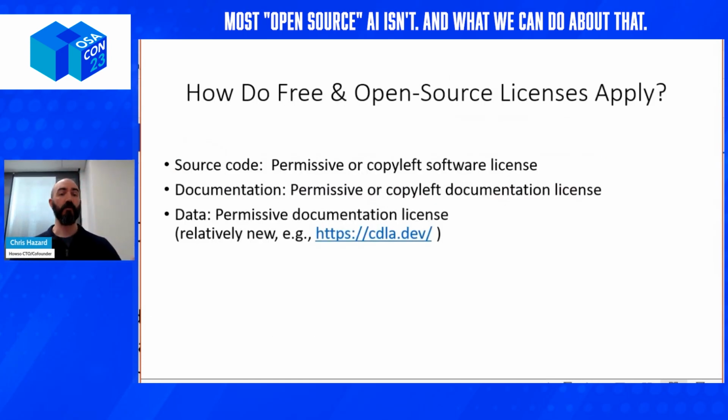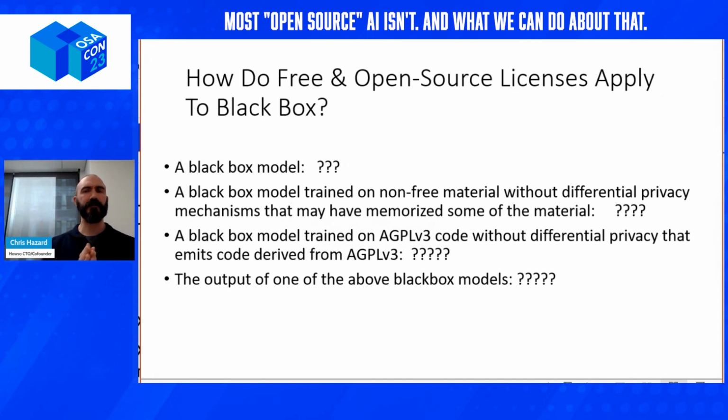Now, given all of that backdrop about what's in the model and what it's doing, how do these open source licenses apply? There are the source code licenses, which are typically permissive or copyleft for open source. Documentation has similar licenses, and for data, there are some new licenses coming out because it's a new era of sharing data like that. But suppose we get a black box model. How do these licenses apply? Well, great question. What if it's trained on non-free material, and the trainers didn't use differentially private techniques to make sure there's no memorization going on? What if it was trained on AGPL v3 code without differential privacy, and now it emits code with the comments? There are a number of lawsuits pending and a lot of disagreements around this.